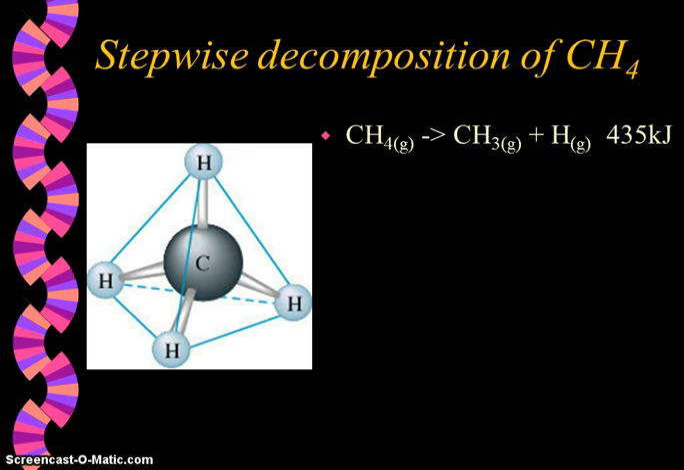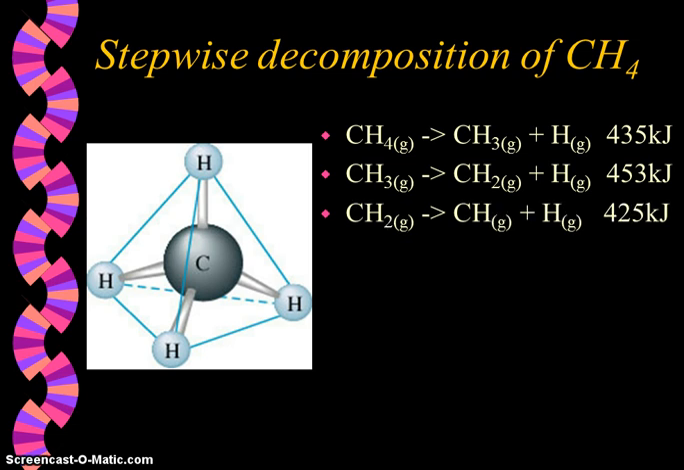So we're going to take methane and remove the first hydrogen, and we have to add in 435 kilojoules of energy per mole to do that. Now we're going to take that CH3 particle and remove another hydrogen. We have to add in 453. Now we're going to take that CH2 and remove another hydrogen, 425. And finally, we've got that CH left, and we'll break that bond, and it's 339.